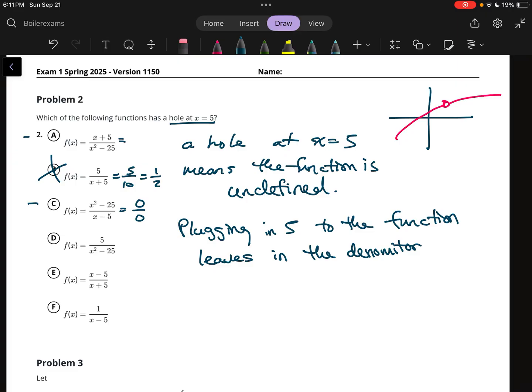I'm actually going to plug it in for everything. For A, I get 10 over 0. For C, I get 0 over 0. For D, I get 5 over 0. For E, I get 0 over 10, which is equal to 0, so this is clearly defined. And for F, I get 1 over 0. As we can see, doing that didn't actually reduce our answer choices by a lot. We still have quite a few answer choices. So there's two kinds of undefined behaviors.